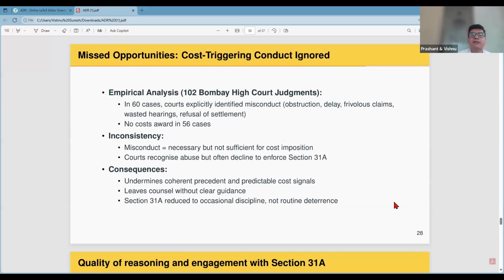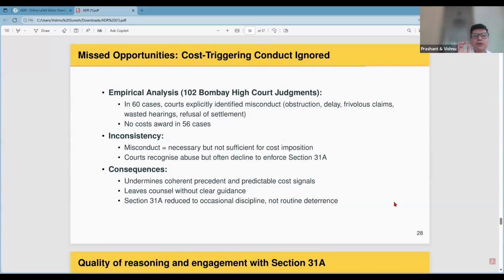Now here is the false negative analysis. We found 60 cases where courts had identified misconduct, and no costs were awarded in 56 cases. So in only 4 cases costs were awarded, but in 56 cases there was either misconduct or something meritless. And it's not that this is our judgment. We totally went by the court's observations in the ruling, in the judgment.